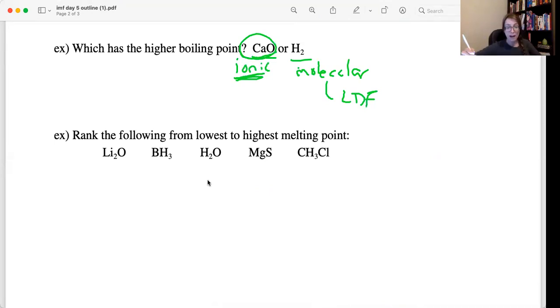If we're asked to rank a bunch, again, let's start by classifying all the types of crystals. So lithium is a metal, oxygen's a nonmetal, therefore this is ionic. Leave it there for now.